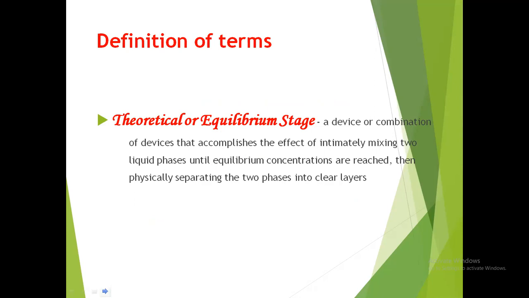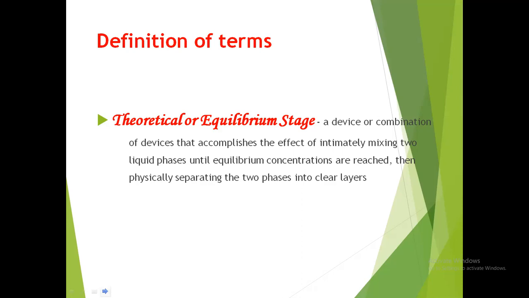So in here, we also have what we call the equilibrium stage, or the theoretical stage. So this is the device or a combination of devices that accomplishes the effect of intimately mixing two liquid phases until equilibrium concentrations are reached, then physically separating the two phases into clear layers. So the real mass transfer occurs in the interface. And where is this interface produced? In the bulk phase. Where does the bulk phase happen, or when is this bulk phase formed? It's in the equilibrium stage. So it's the one that accomplishes the goal of intimately contacting the two liquid phases.